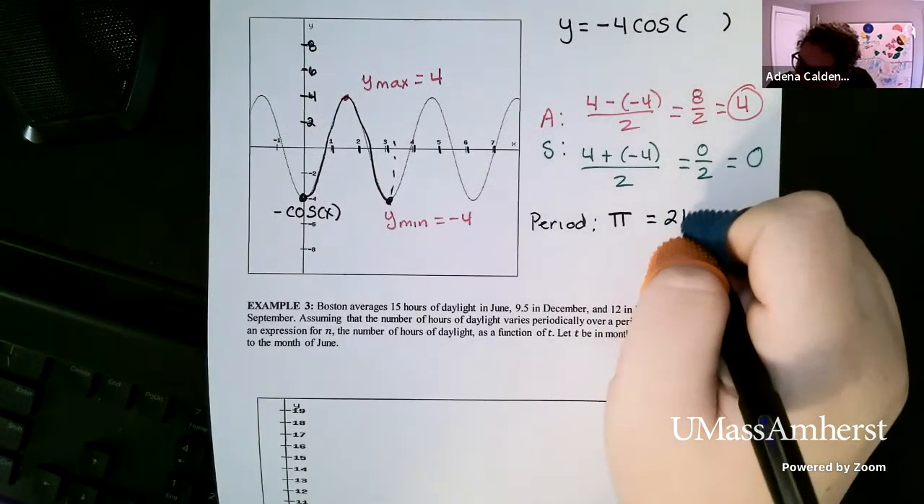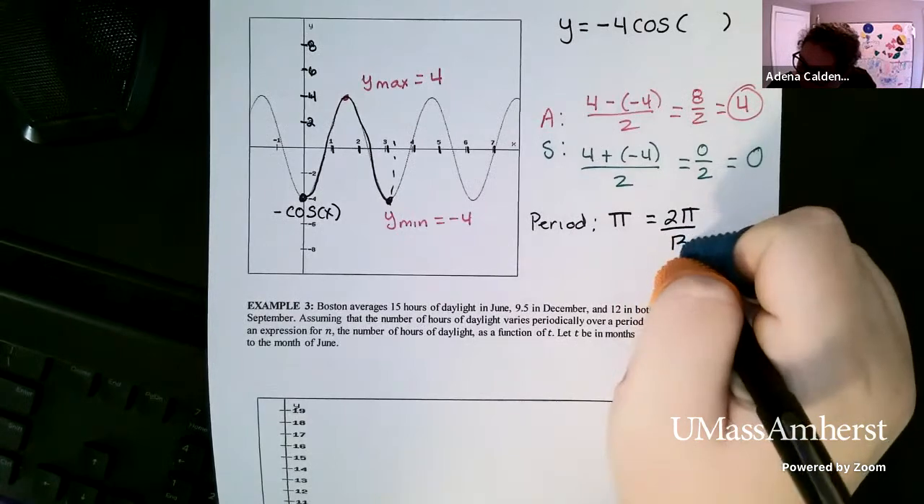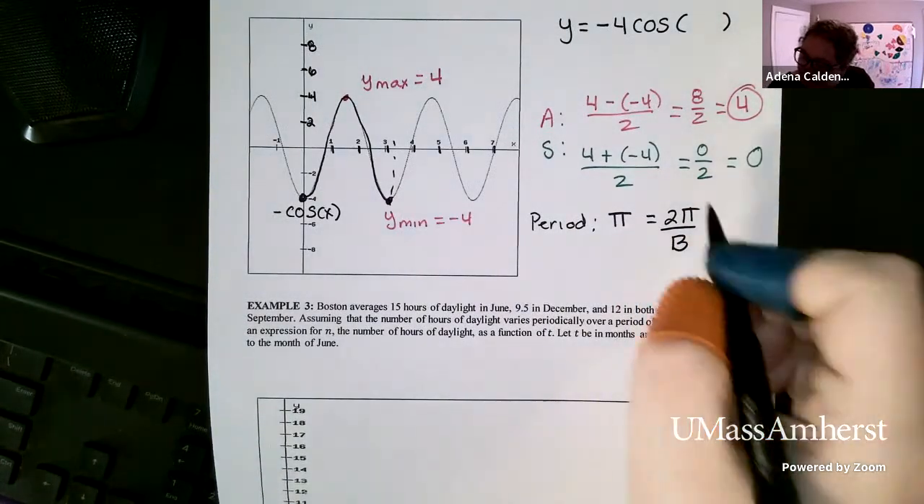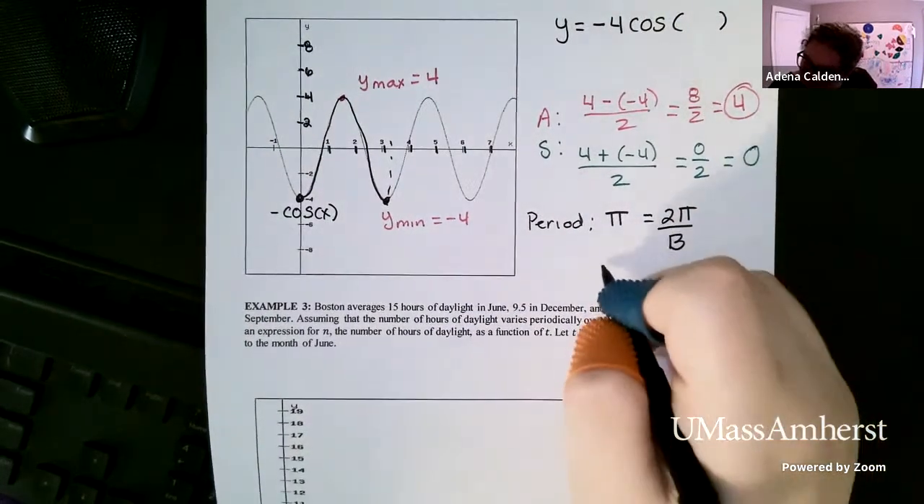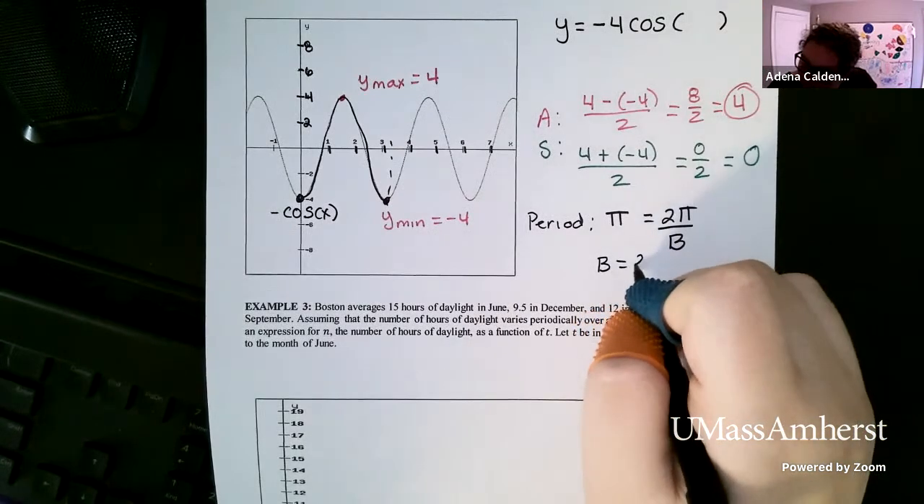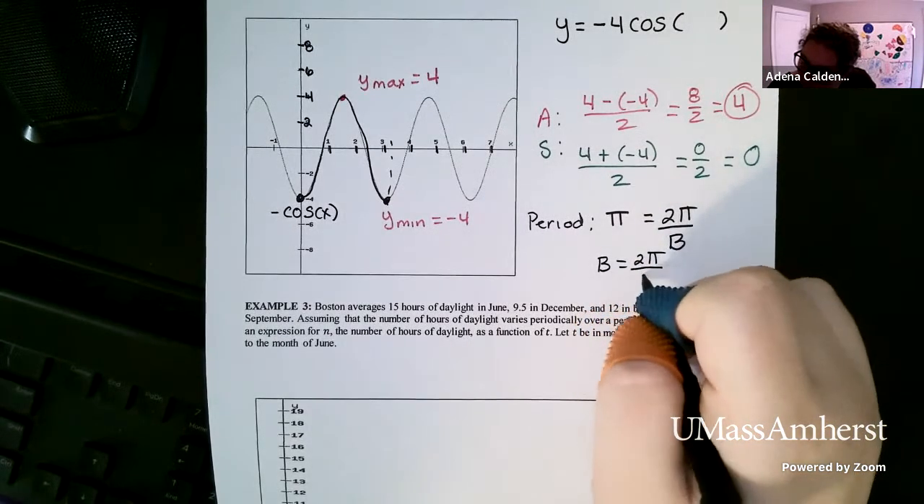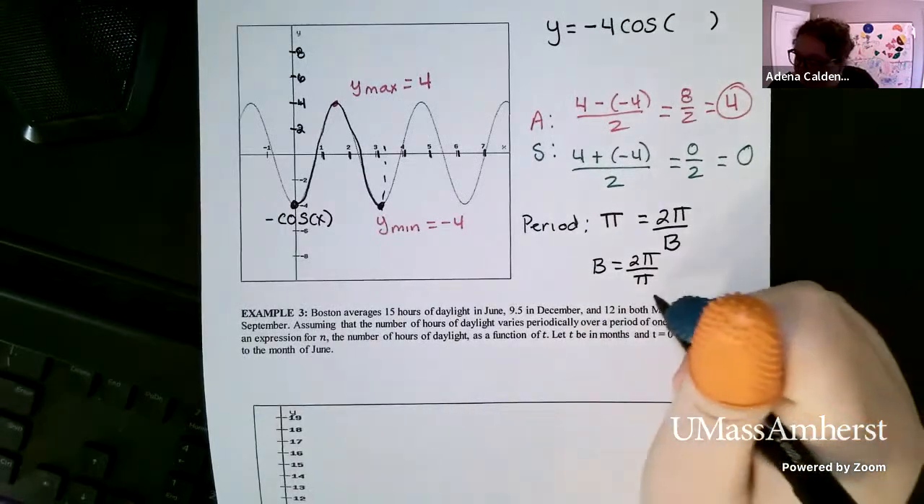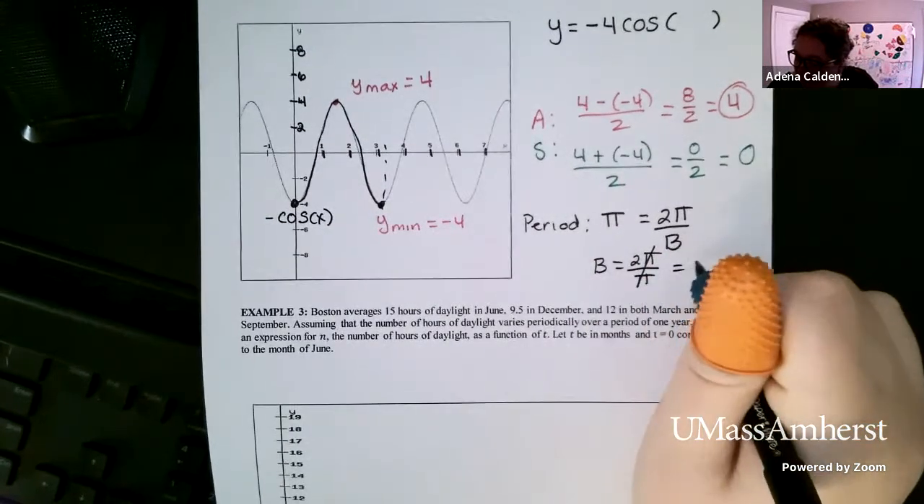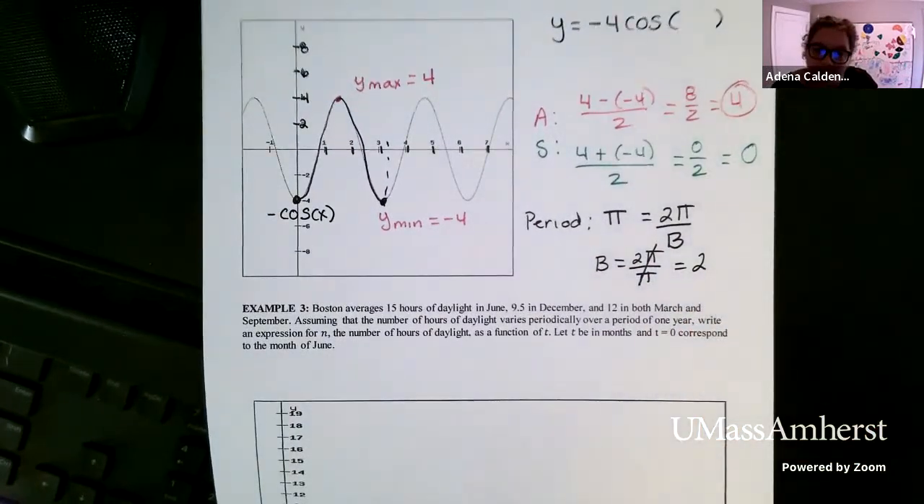So I set that equal to 2 pi over b. So I can multiply the b up and bring the pi down. So b equals 2 pi over pi. The pi's are going to cancel. And I get b equals 2.